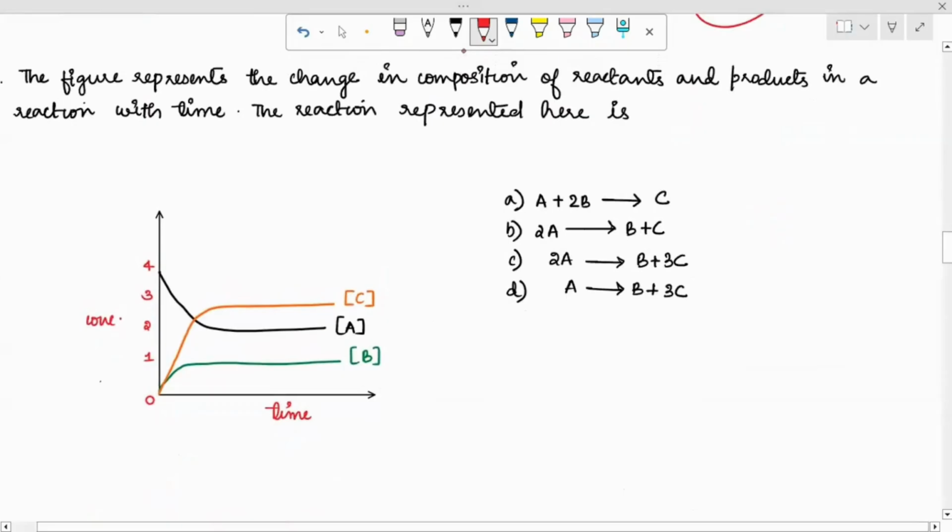Next question. The figure represents the change in reactants and products in a reaction with time. The reaction represented is very easy.